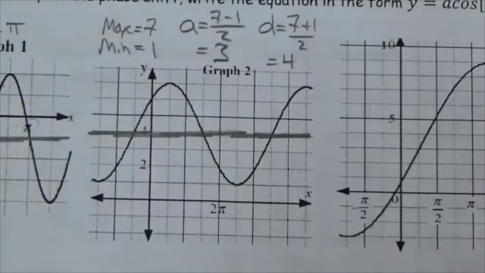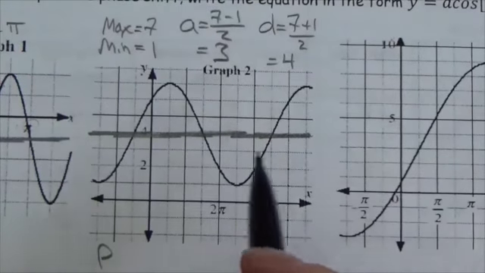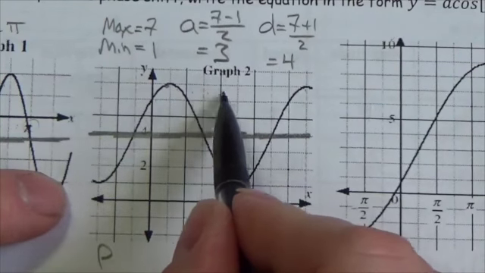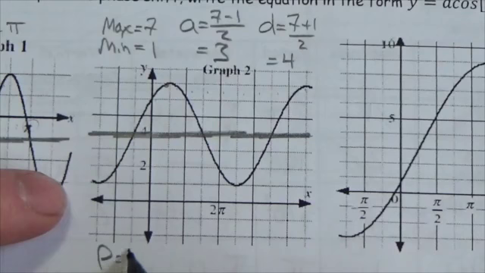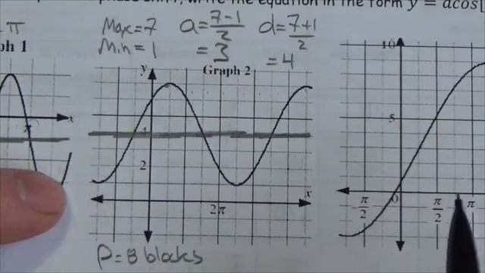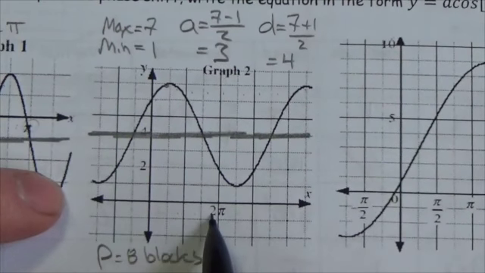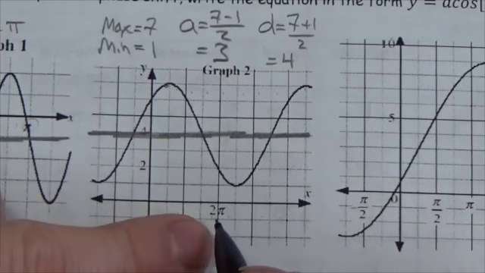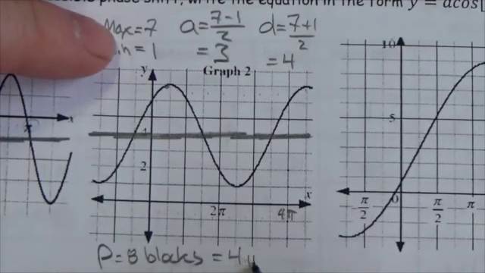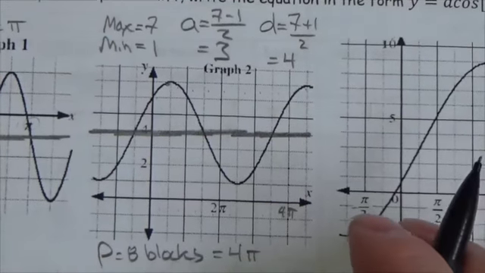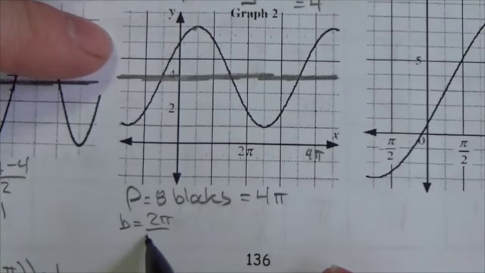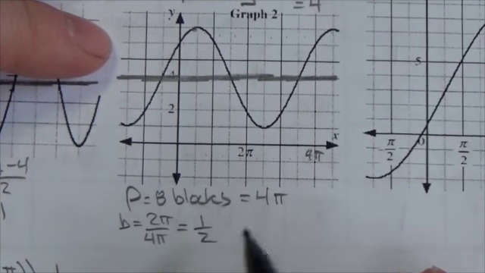Now my period. I'll go from peak to peak here. I'm just going to count it out. That's 1, 2, 3, 4, 5, 6, 7, 8 blocks. So my period is going to be 8 blocks. But I don't know how big a block is, so I've got to count it out here. 1, 2, 3, 4, 5, 6, 7, 8. Well, if this is 2 pi at 4 blocks, this is going to be 4 pi at 8 blocks. So there's my period, 4 pi. Now I've got to figure out what my b value is. My b value is going to be 2 pi divided by the period, 4 pi. And so the answer is a half.